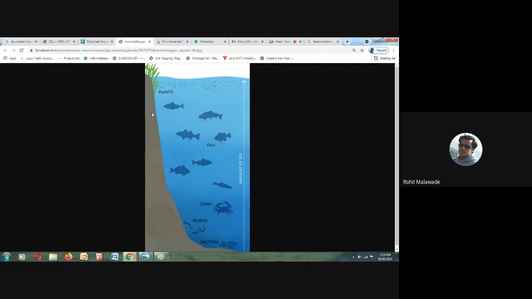If the water is polluted, then more microbes will be there, and they are going to consume more oxygen for their survival. If more microbes are there, it represents that the water is contaminated and the DO content is going to be reduced. Regarding this DO, we will study it in detail in tomorrow's class.